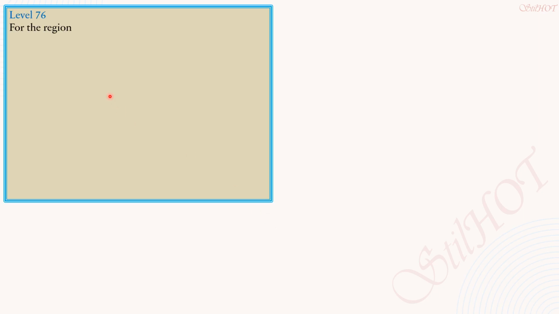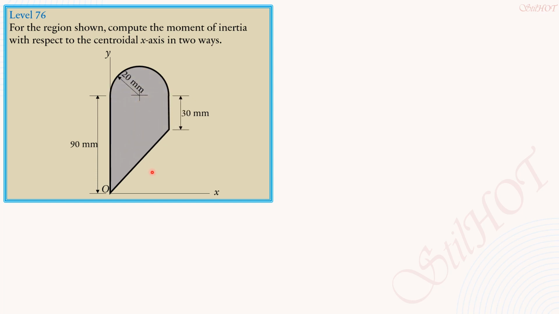Level 76, for the region shown, compute the moment of inertia with respect to the centroidal x-axis in two ways. So here is the given figure. For the first way, we have to compute the moment of inertia by transferring the moment of inertia with respect to the centroid of the entire area. And that's the first way.